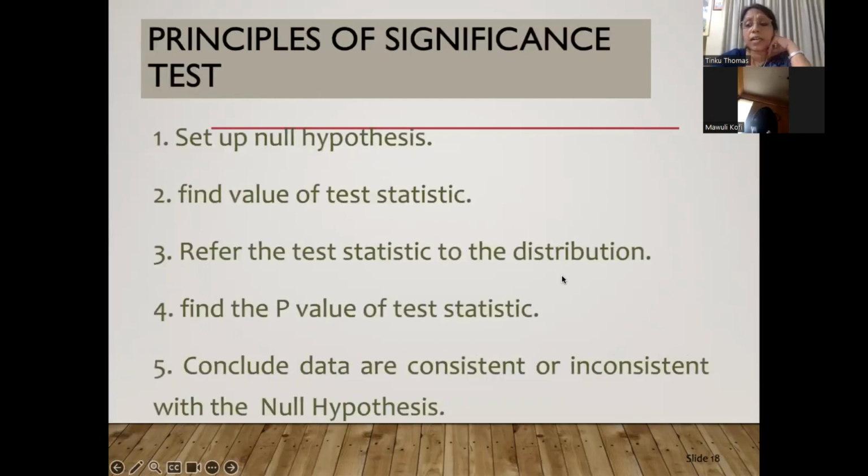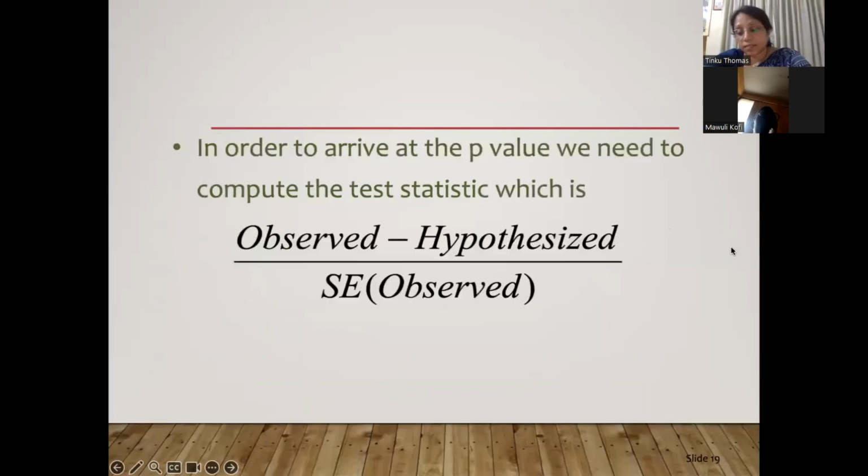So how do we arrive at this p-value? How do we understand what this p-value is from the sample data that we have? There are several steps that one has to undertake once they have the data to come to this p-value. First we have to set up the null hypothesis, find the test statistic value, then refer to the distributed value, find the p-value, and conclude. We'll see that in a couple of examples. This is a typical formula for a test statistic: observed minus hypothesized divided by standard error of observed.